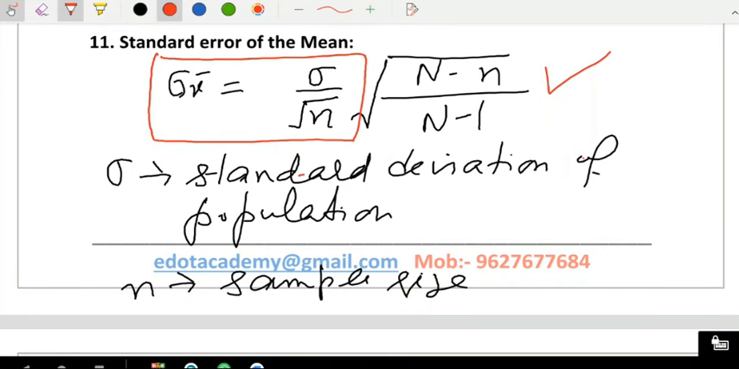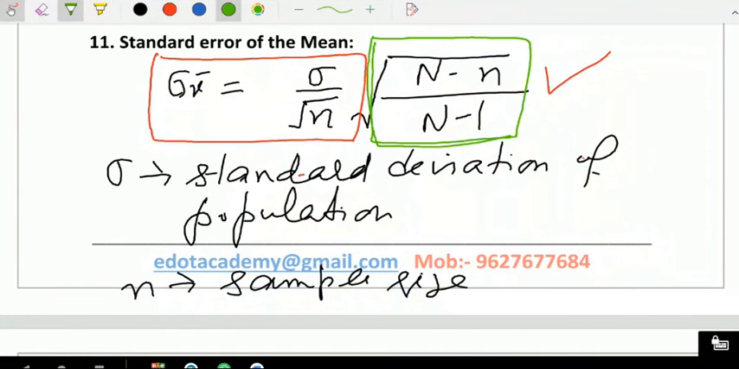So whatever I have multiplied, this is also called the finite population multiplier, because from the infinite I have derived the finite. Sometimes you must remember this: capital N minus small n divided by capital N minus 1. Then what is capital N? Size of the population, and small n is the size of the sample.